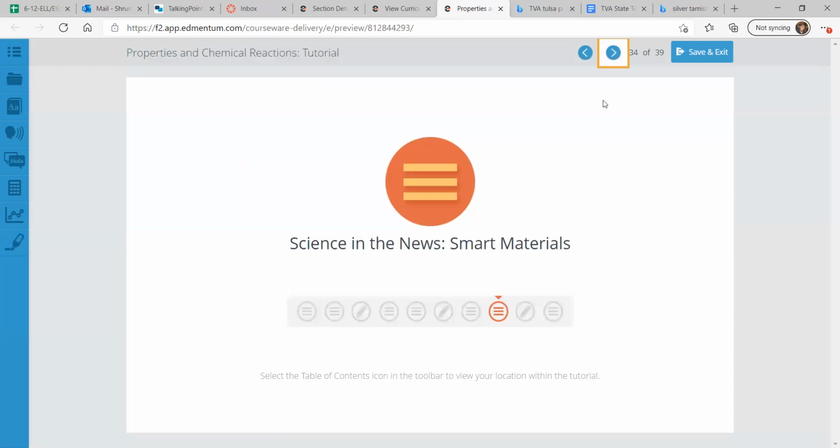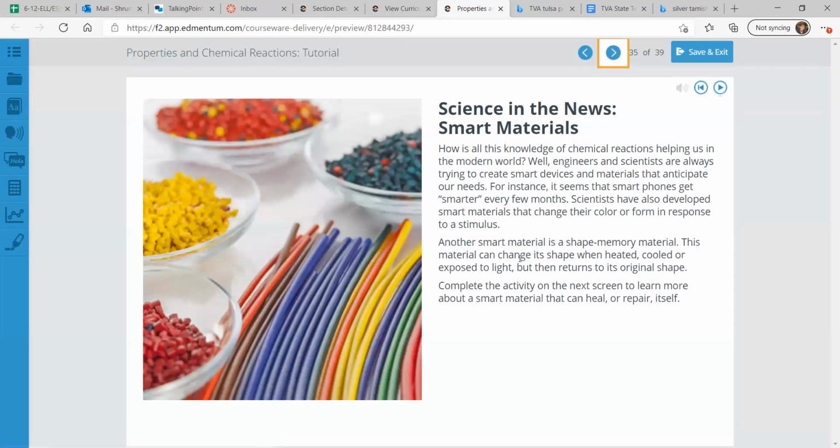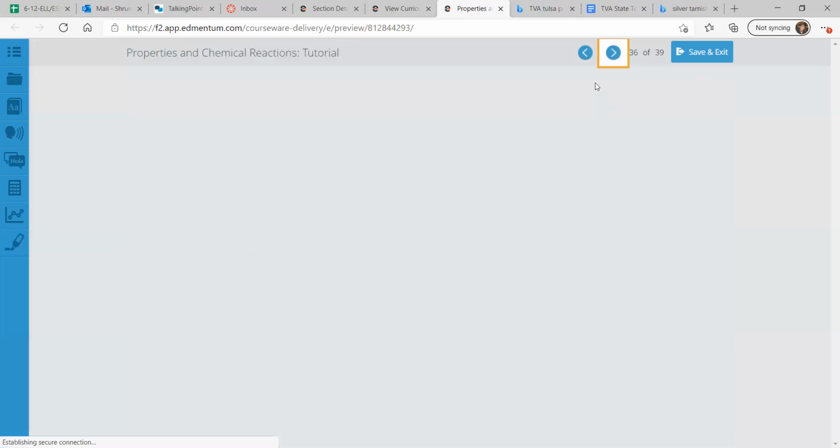Now we're going to look at science in the news: smart materials. How is all this knowledge of chemical reactions helping us in the modern world? Well, engineers and scientists are always trying to create devices and materials that anticipate our needs. For instance, it seems that smartphones get smarter every 3 months. That's not necessarily true. Scientists have also developed smart materials that change their color or form in response to a stimulus. Another smart material is a shape memory material. This material can change its shape when heated, cooled, or exposed to light, but then returns to its original shape. Complete the activity on the next screen to learn more about smart material.